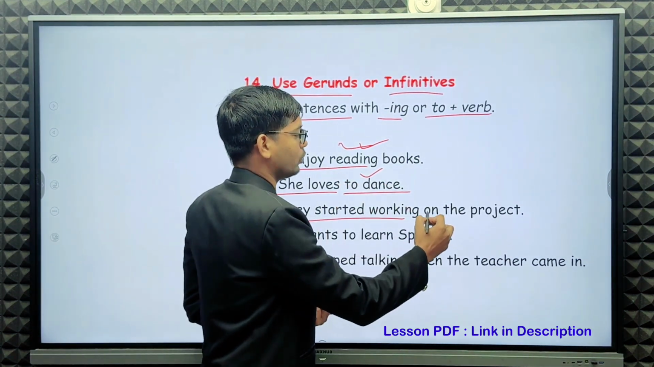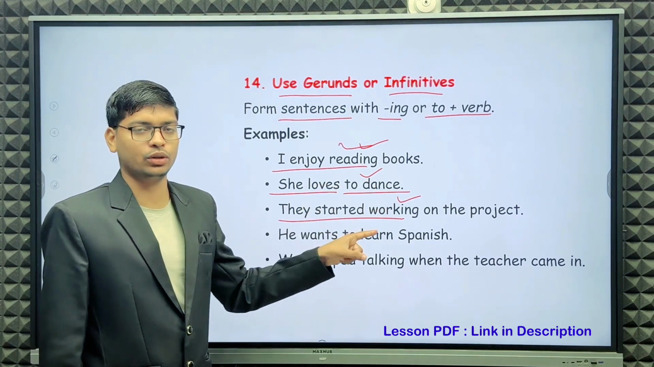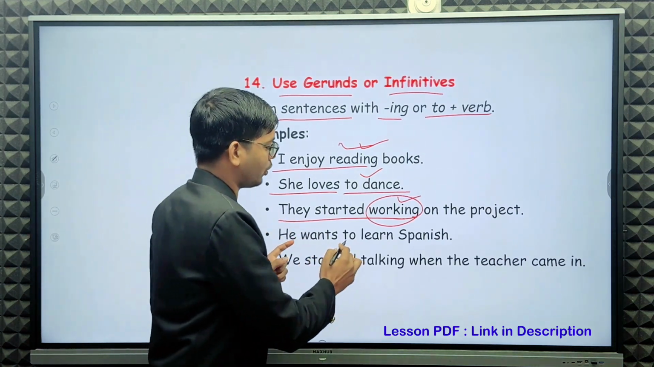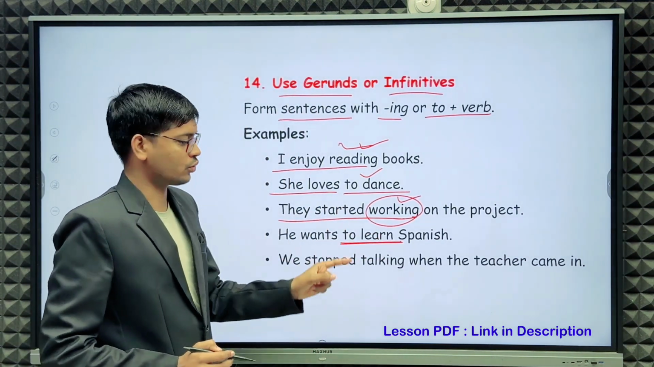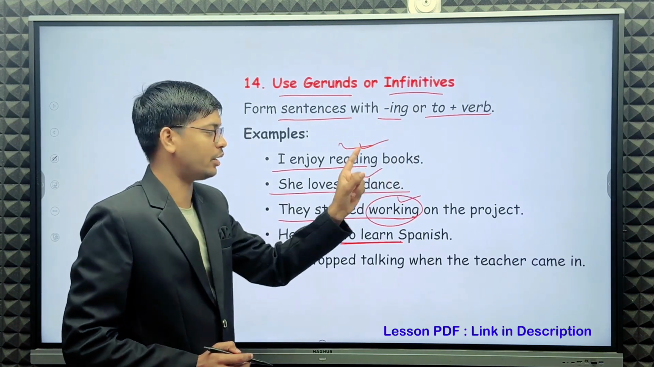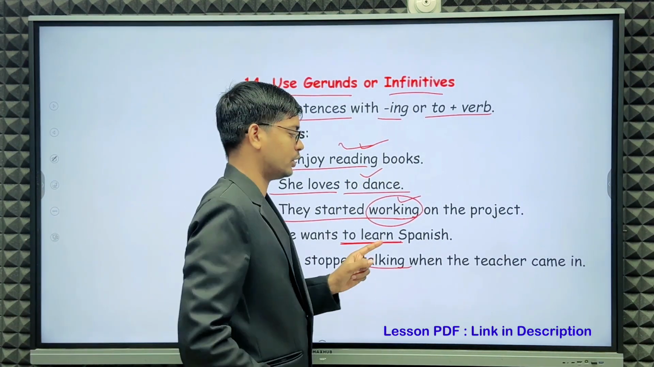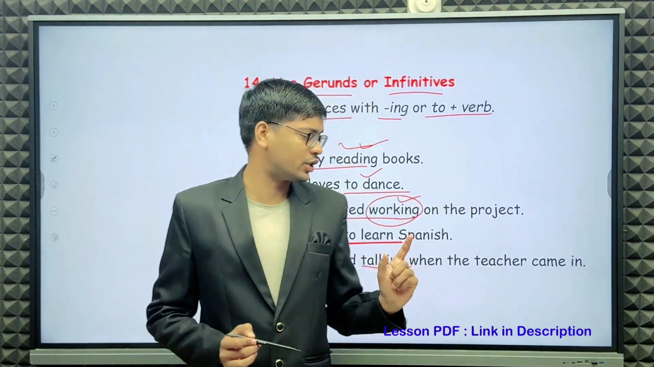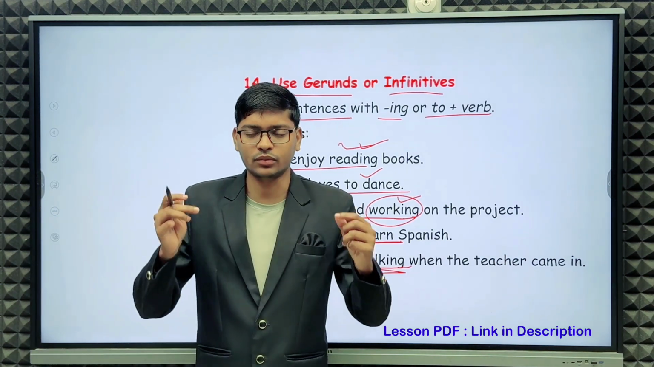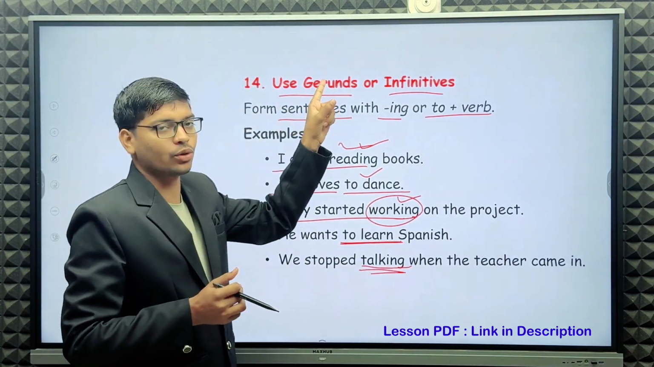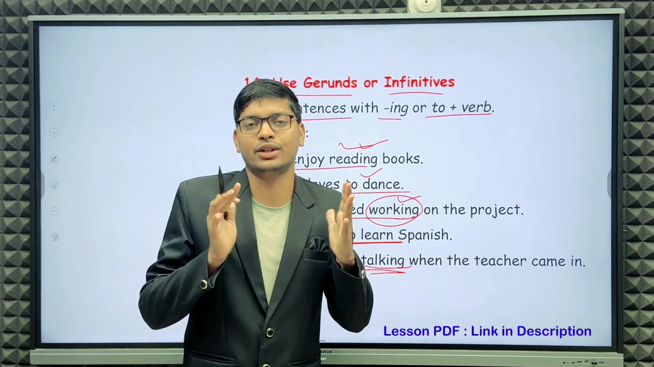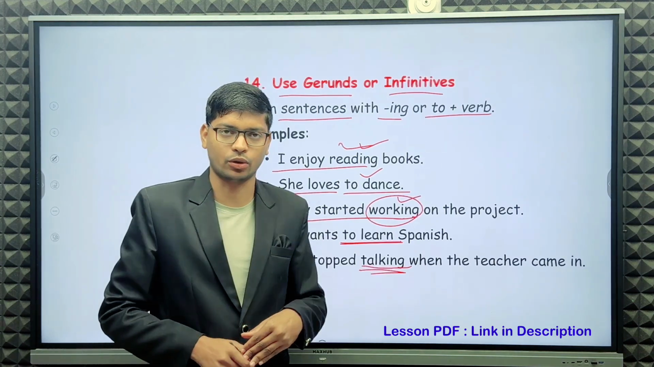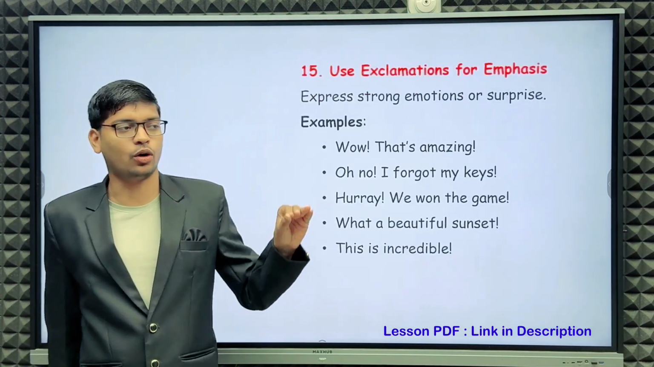They started working on the project. Here, working is a gerund. He wants to learn Spanish. Here, to learn, to plus verb, is an infinitive. We stopped talking when the teacher came in. Here, talking is a gerund. So guys, you use gerunds or infinitives in your sentences to create new sentences. You can easily understand all these examples. Let's move on to our last method.